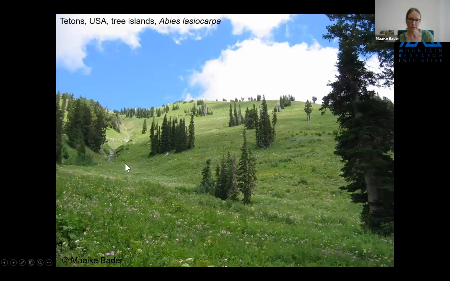And this is a very funny tree line from the Rocky Mountains, where you have these tree islands. So the tree line is somewhere up there, or it would be up there if the mountain were a little bit higher, but it's this very interesting situation with trees clustering together.